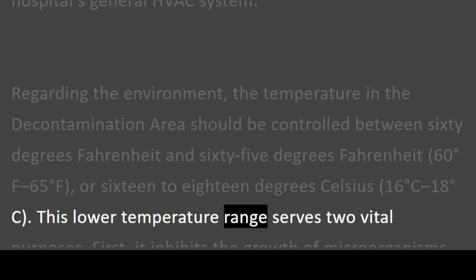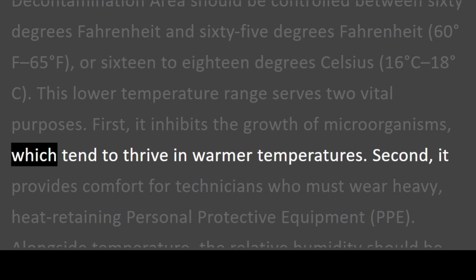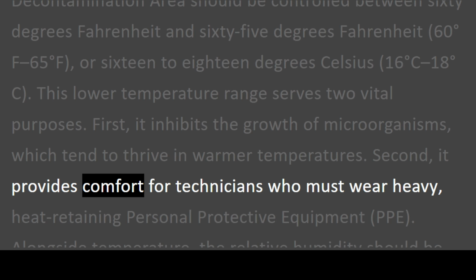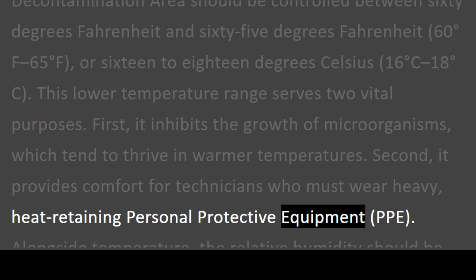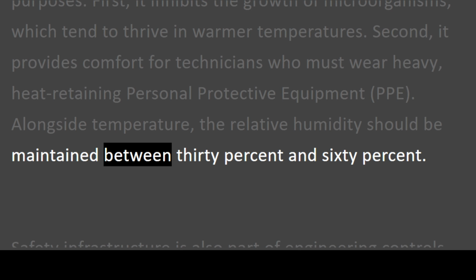This lower temperature range serves two vital purposes. First, it inhibits the growth of microorganisms, which tend to thrive in warmer temperatures. Second, it provides comfort for technicians who must wear heavy, heat-retaining personal protective equipment, PPE. Alongside temperature, the relative humidity should be maintained between 30% and 60%.